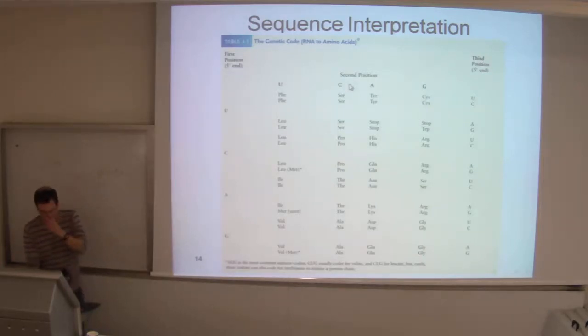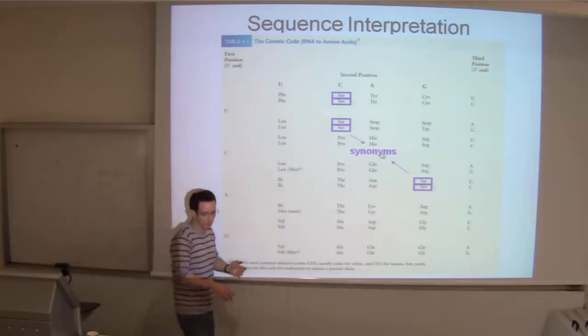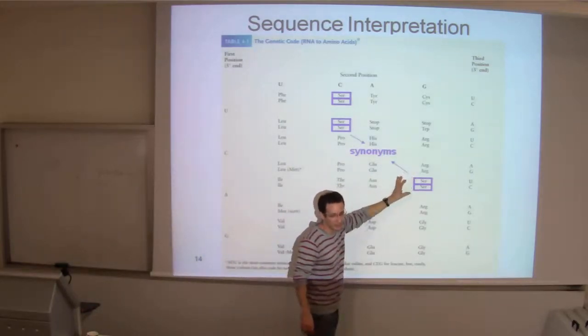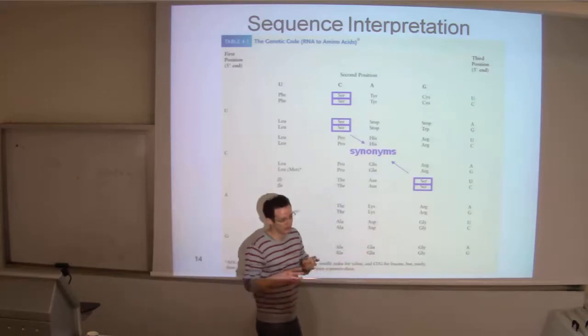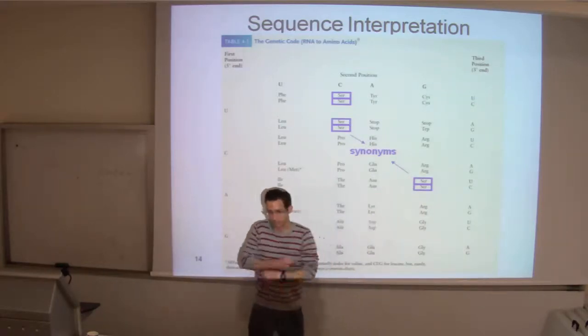Biologists call these different codons synonyms, because they are like synonyms in a language where you have 2 different words that have the same meaning. So the words are the codons, and the meanings are the amino acids.